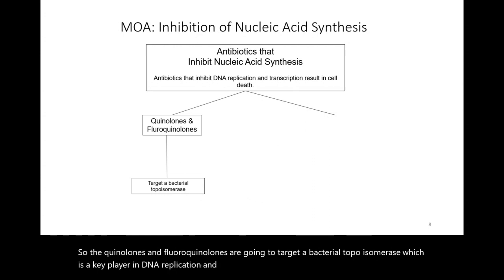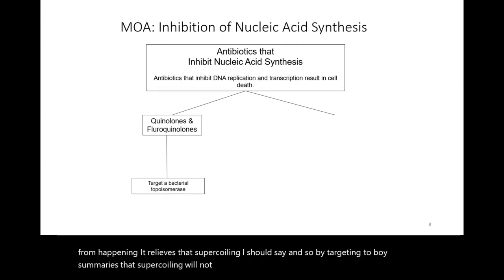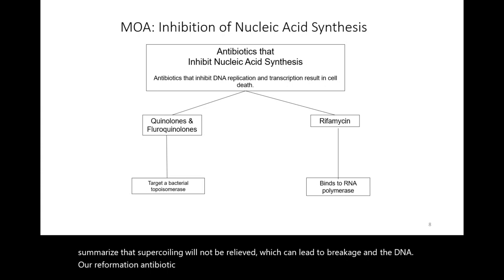And so remember, topoisomerase prevents supercoiling from happening. It relieves that supercoiling, I should say. And so by targeting topoisomerase, that supercoiling will not be relieved, which can lead to breakage of the DNA. Our rifamycin antibiotic is going to bind to RNA polymerase, which was the key player of transcription, also called RNA synthesis.